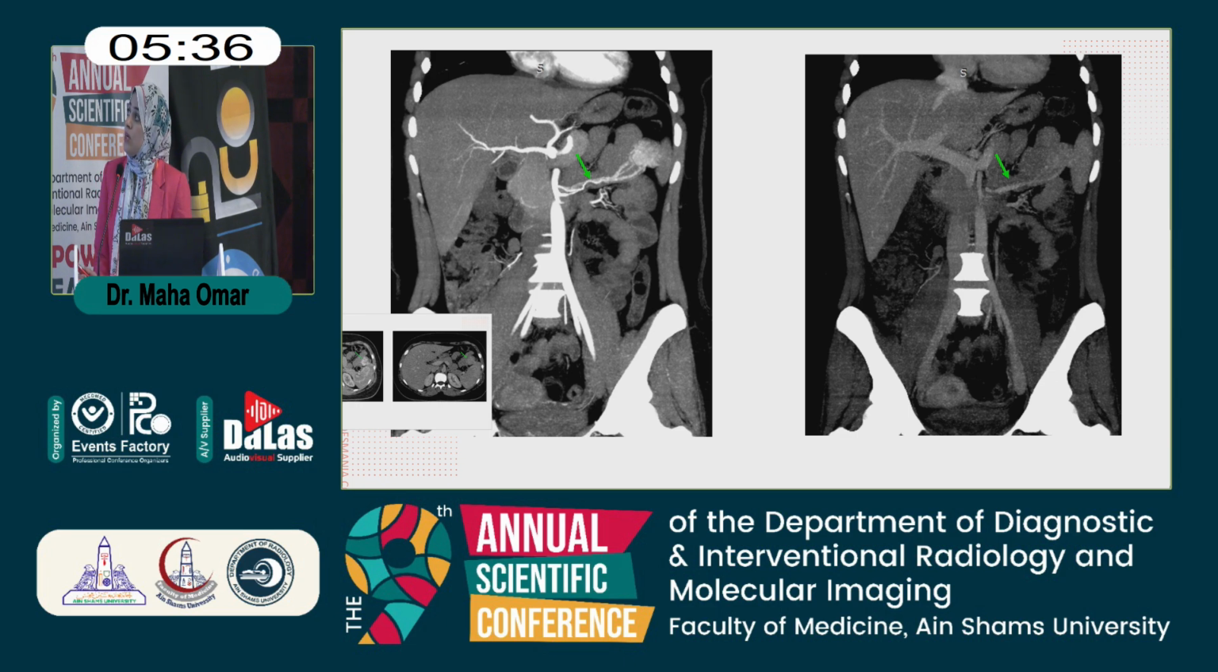This is also a coronal MIP image in the arterial phase and a coronal MIP image in the venous phase, demonstrating the supplying artery of the lesion, which is a branch of the superior mesenteric artery, and the draining vein, which is also evident in the arterial phase and here in the venous phase, which is a branch of the superior mesenteric vein.